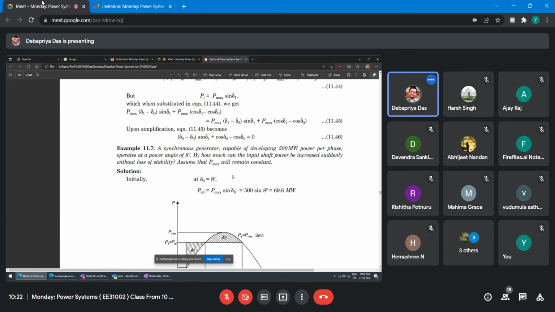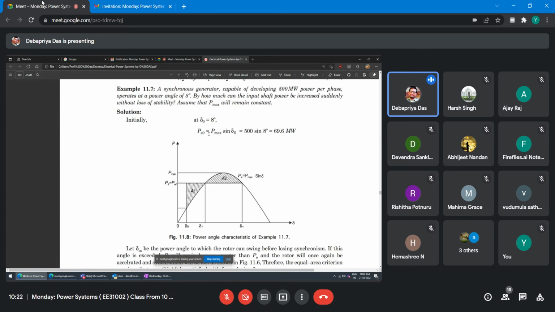So initially delta 0 is equal to 8 degrees, and PE0 is Pmax sine delta 0. So 500 sine 8 degrees, so 69.6 megawatt, that is PE0. Here the label is missing, at this point it is PE0, right? And this is A1, the accelerating area, this is A2, the decelerating area, right?